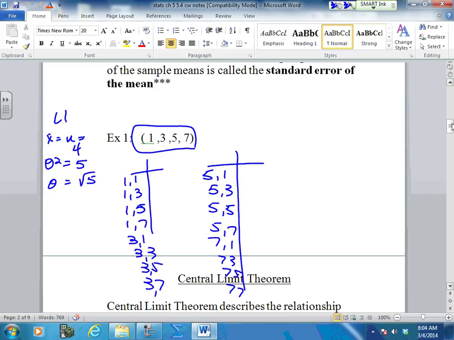Okay, they added them together, divided them by 2, because you have a sample size of 2, and they found your sample mean. So they said 1 plus 1 is 2, divided by 2 is 1. 1 plus 3 is 4, divided by 2 is 2. 1 plus 5 is 6, divided by 2 is 3. See it? They came up with your sample means all the way down. Stay with me. These are your sample means.